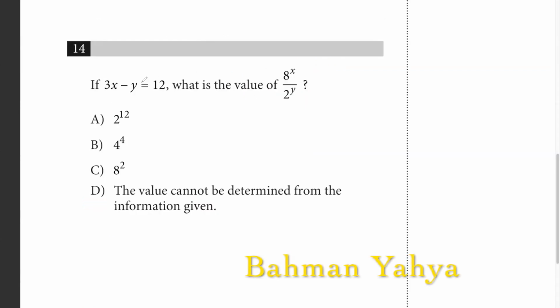Question number 14. Here we see one of them is linear, one of them is kind of exponential, and there's no obvious relation between them. You can't see anything. How are we supposed to solve this question? Now, some students try to solve this question by substituting, like finding x here and substituting it here, or finding y here and substituting it here, which takes much time.